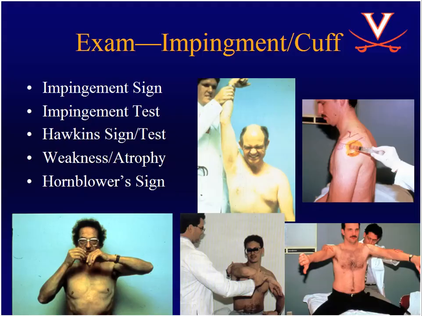How about for impingement and cuff disease? We look for the impingement sign, passively forward flexing the arm. Impingement test: do that again after you've given a subacromial lidocaine injection. Hawkins sign and test, similar. You simply put it in the forefront and internally rotate, as shown down here. Hawkins sign. Look for weakness and atrophy, as we've already talked about. And this gentleman right here is demonstrating what happens with that massive, irreparable cuff tear. He is called the sign du clairon, or hornblower sign. He's unable to get his right arm up in this position because it's so profoundly weak and torn.